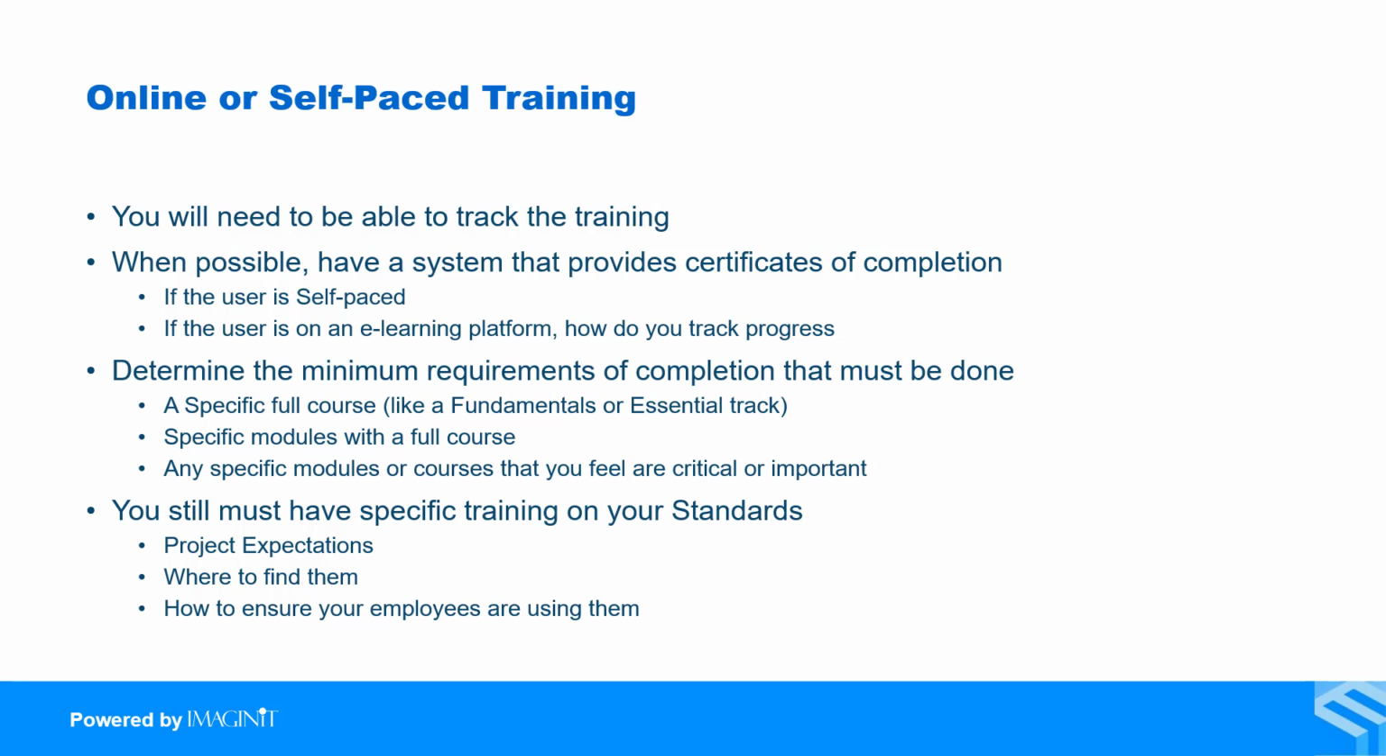Next thing is determine the minimum requirements of completion that must be done. If you need them to take a specific course like a fundamentals or an essential courses or track, which includes multiple courses, make sure you outline that. If you only need them to do specific modules within a full course, specify that. And if there are any specific modules or courses that you feel are critical and important. So for example, you may have someone take an AutoCAD fundamentals track, complete all that, and then there may be 2 or 3 pieces in an advanced class that you feel that they need to take, but they don't need to go through the whole advanced course.